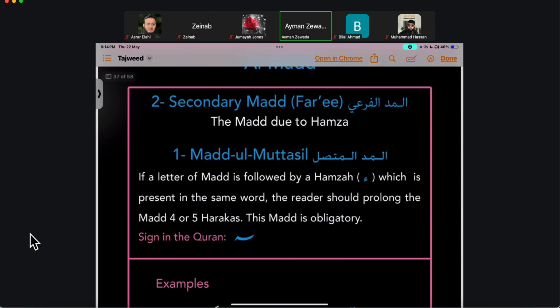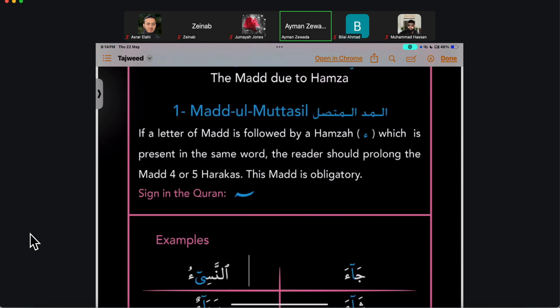First of the three, al-mad al-muttasil. Al-muttasil means literally the connected, the mad of the connection. If a letter of mad is followed by a hamza, Muhammad Hassan, what are the letters of mad?